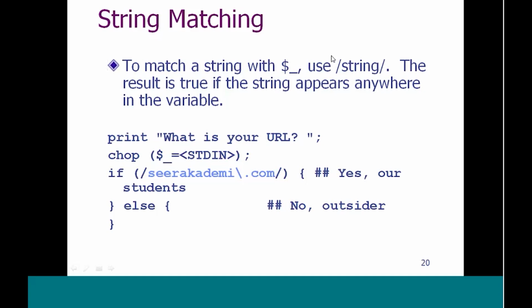If the result is true, then that path is taken if you are using an if statement. And you can use this if the string appears anywhere in that particular line. The dollar underscore denotes the line, and if this particular string happens to be there anywhere within that line, then the result becomes true when you do just slash string slash.